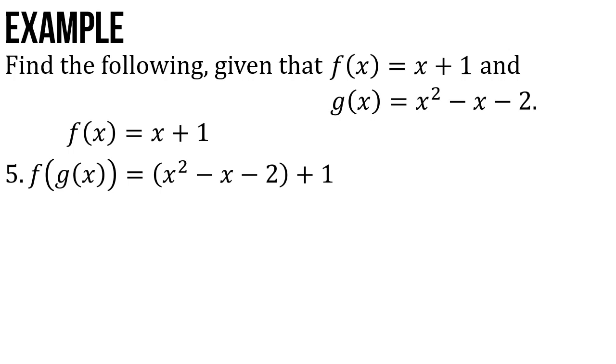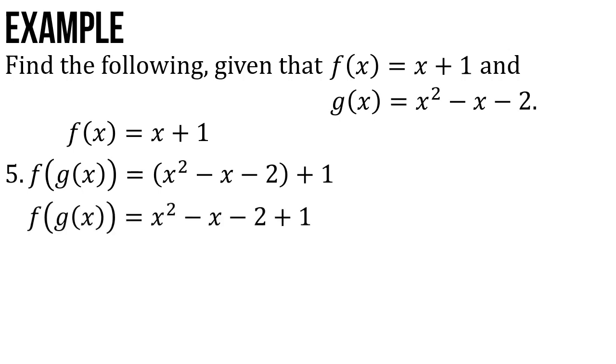Okay, for number 5, let's have f of g of x. Now, since g of x is the domain of f of x, we're going to use f of x equals x plus 1. Then for f of g of x, substitute g of x for x. So we're going to have f of g of x equals x squared minus x minus 2 plus 1. As you can see, the x was changed into x squared minus x minus 2, which came from g of x. Then just simplify the expression.